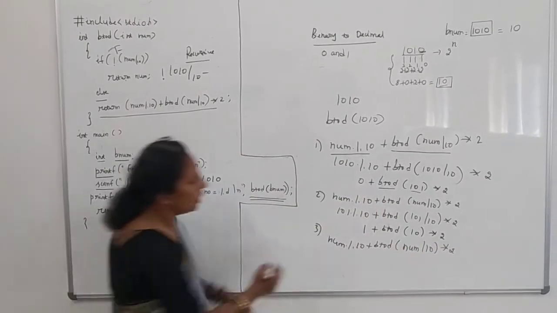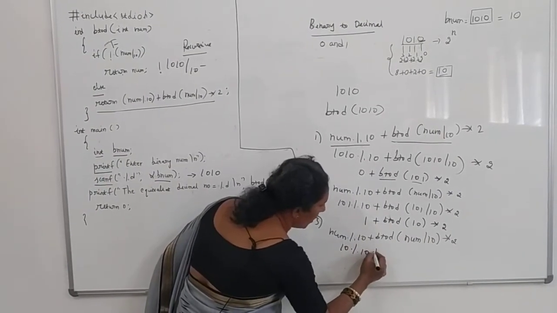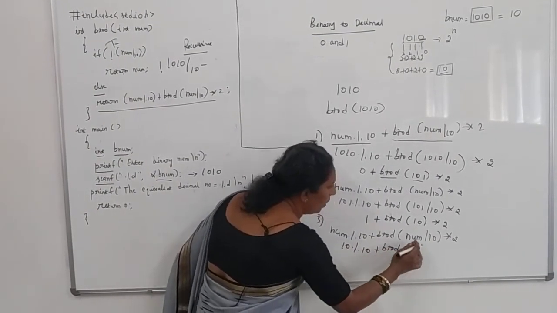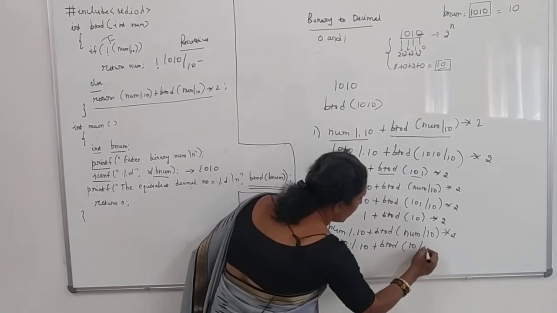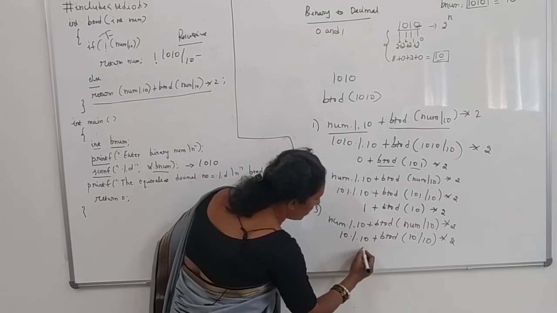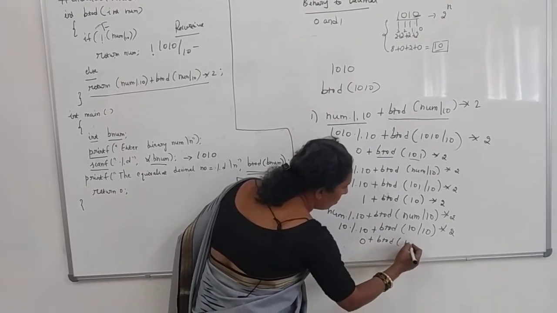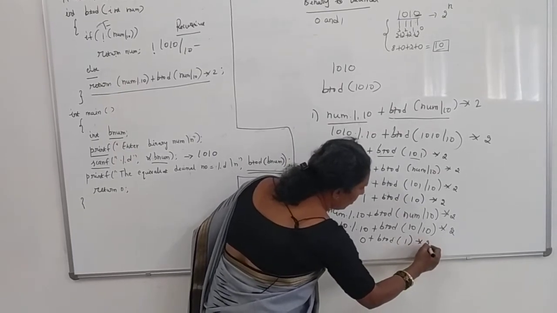Same thing as 10. But here the num is what? The 10 modulus of 10 plus binary to decimal, num is what? The 10 divided by the 10. So here what will I get? A remainder I will get 0 plus binary to decimal, 10 divided by 10, I will get what? 1 multiplied by the 2.